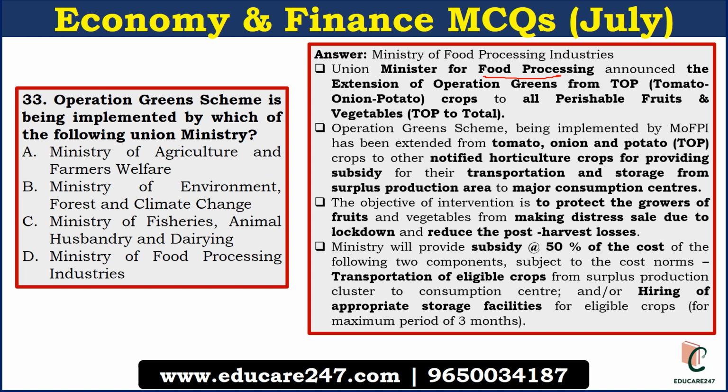The objective of this scheme is to protect the growers of fruits and vegetables from making distress sales due to lockdown and reduce post-harvest losses. The ministry will provide a subsidy of 50% of the cost of transportation and hiring of storage facilities. This will be applicable for a maximum period of 3 months. So under two categories, the subsidy will be provided, and the subsidy is for 50% of the total cost. So these are the important points related to Operation Greens.